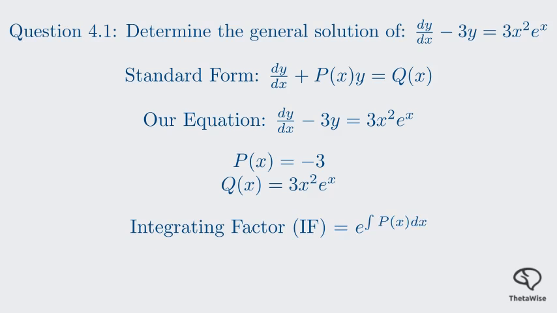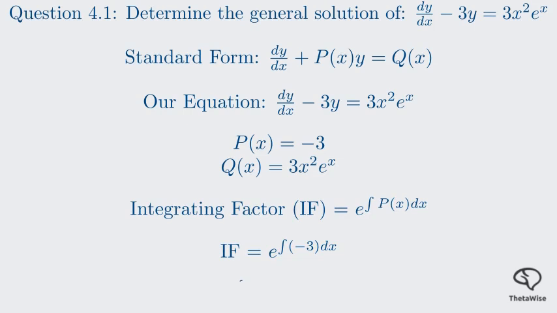Remember, P(x) is negative 3, so the integrating factor is e to the power of the integral of negative 3 dx. The integral of a constant is just the constant times x, so the integral of negative 3 dx is negative 3x. This gives us our integrating factor, e to the power of negative 3x. Great! Now we take this integrating factor and multiply it by every term in our original differential equation.